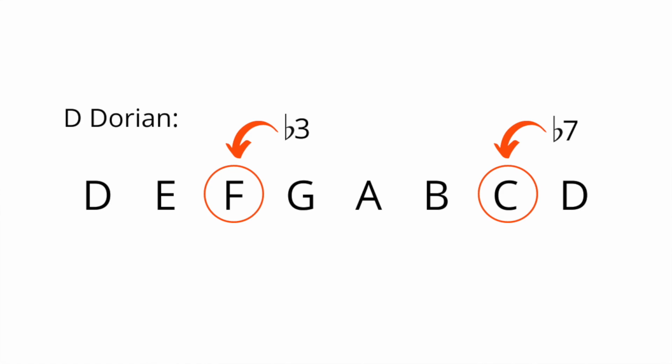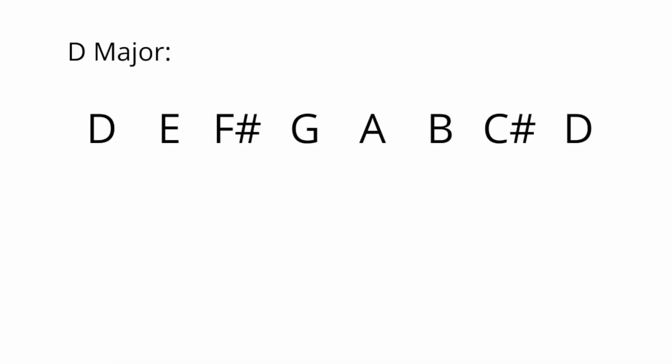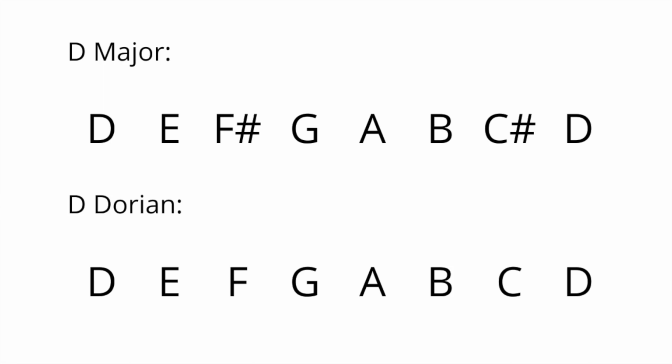Actually I said minor, I meant a major scale with a flat 3 and a flat 7, therefore making it a minor sound. If we have a look at the D major scale, we have D, E, F sharp, G, A, B, C sharp, D. Now if we flat the third and we flat the seventh, we get D, E, F, F sharp being flatted to F, G, A, B, C, C sharp being flatted to C, and the octave D. So we arrive at the same place, right?